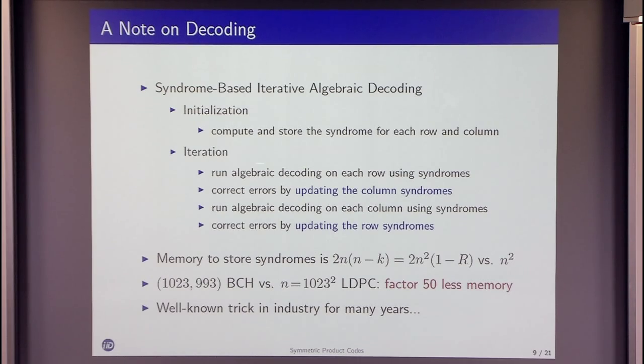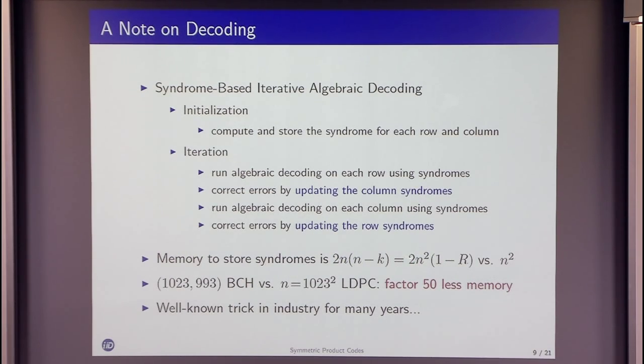So what I'm going to do is run algebraic decoding on each of the syndromes, and I'm going to keep track of where the errors were. There can't be too many because I can only correct 3 errors. And I'm going to update the column syndromes. And likewise, I'm going to run algebraic decoding on the columns using syndromes and update the row syndromes. So I'm going to put this other data aside and not even use it. My iterative decoder can use a much smaller memory that only stores the syndromes and where the locations of the errors are.